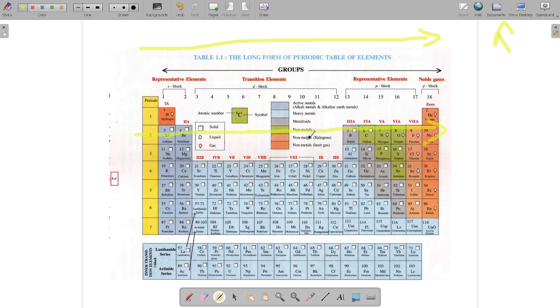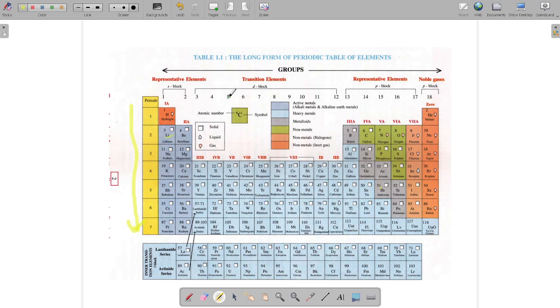So because of the increase in nuclear charge and decrease in atomic size, while moving across a period, the ionization energy will increase. Now let us check down a group. If we check down a group, then we are able to know that it will decrease.